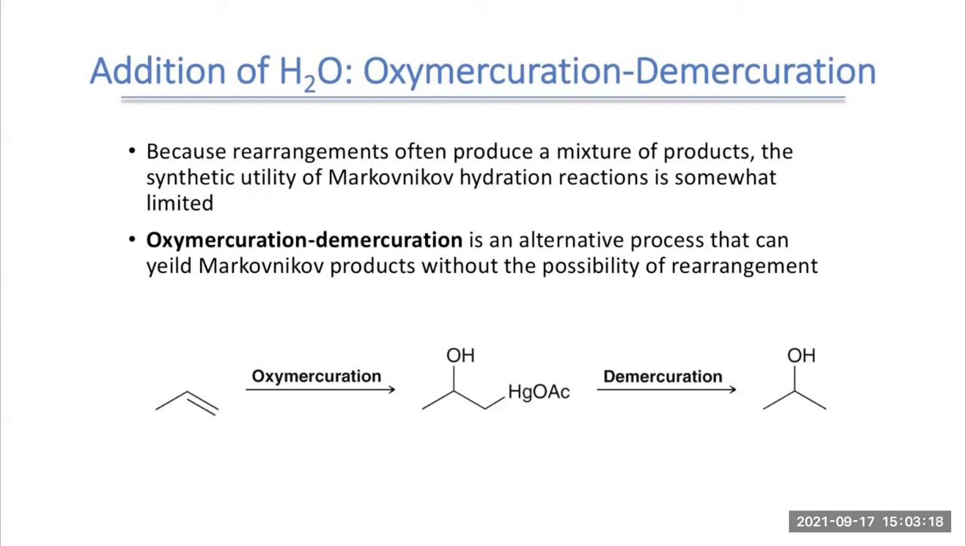So now what if we don't want a mixture of alcohols? What if we want a higher yield? We need to find a better way than just adding water and acid. So we have a couple different ways. One of those is oxymercuration, demercuration.